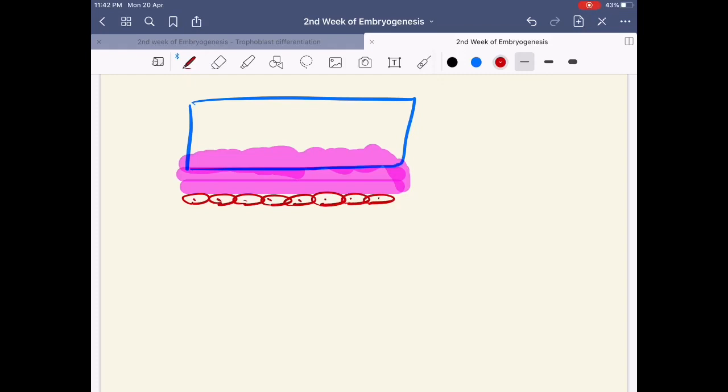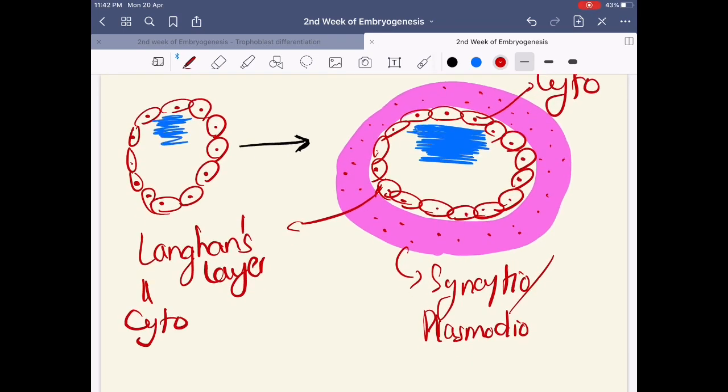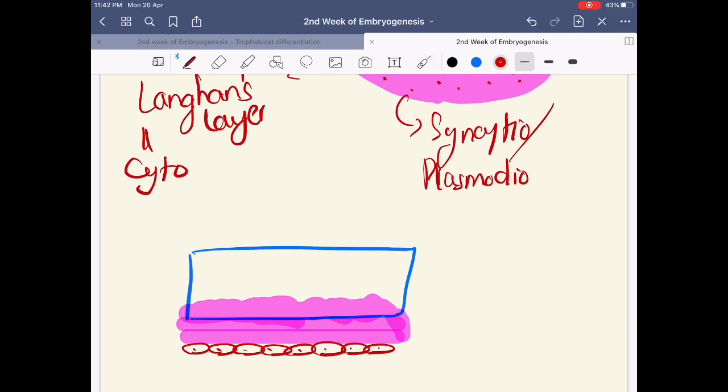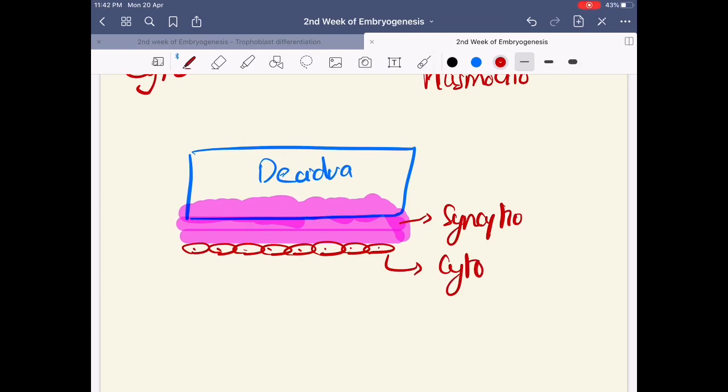Now what I want you to know at this point is that the blastocyst is surrounded by this trophoblast. And as it enters into the uterine cavity, the syncytiotrophoblast is going to invade into the uterine cavity. So I am just drawing a portion of it only here. Clear? So this is the decidua, and this is your syncytiotrophoblast, and this is your cytotrophoblast.